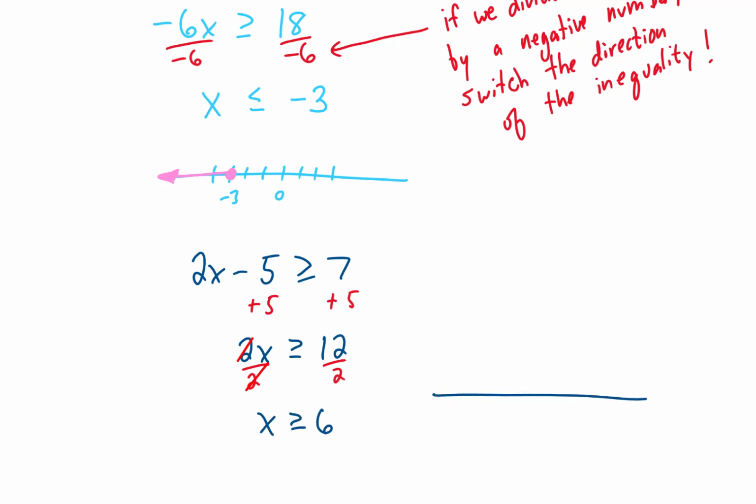Again, if we wanted to graph that, because of the equal sign in the inequality, we would need a closed circle, and we would shade everything to the right because x is greater than or equal to 6.